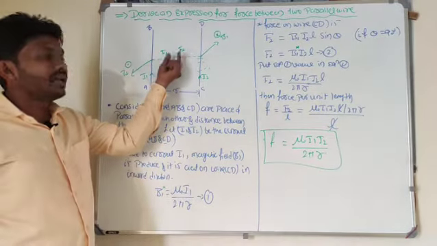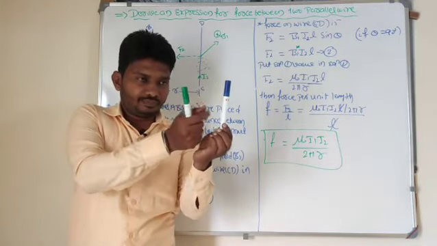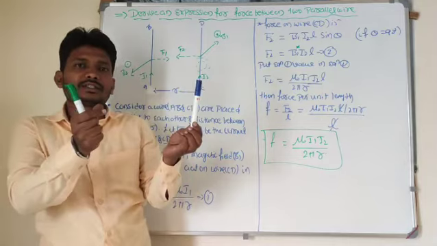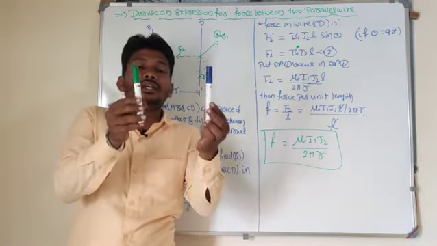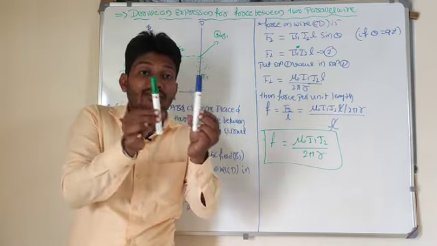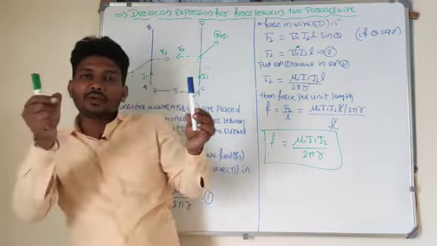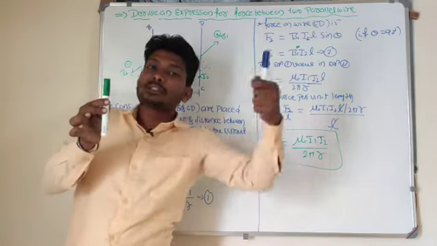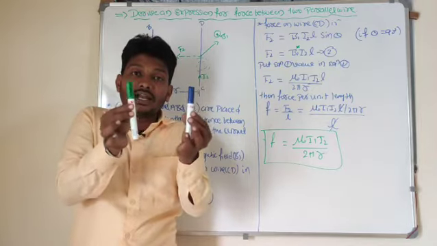These two forces are in opposite directions. F2 is acting towards AB and F1 is acting towards CD, so these two wires will attract each other. Why? Because these two forces are opposite. One force is pulling towards the wire AB, another force is pulling towards the wire CD, and so these two wires will attract each other.